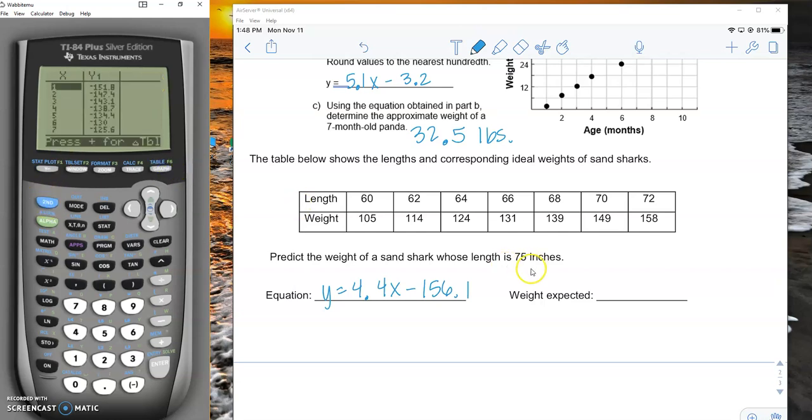We're going to go to the table, and then 75 inches is a length. They want the expected weight. So remember, you can scroll to 75, or you can change your table set. So second table set, you can tell your table to ask you for an x value. So when you go back to the table, it's empty, and when you type in an x value, it will tell you the y value instead of having to scroll to 75.